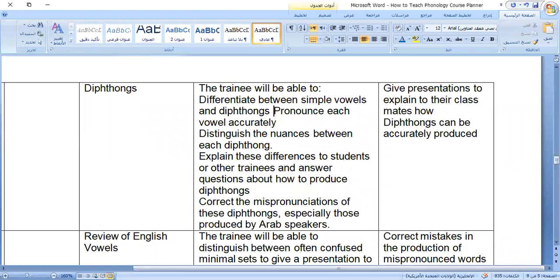Questions about how to produce diphthongs. Correct the mispronunciations of these diphthongs.